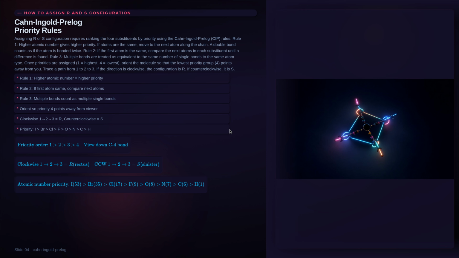Rule 3. Multiple bonds are treated as equivalent to the same number of single bonds to the same atom type. Once priorities are assigned, orient the molecule so that the lowest priority group, number 4, points away from you. Trace a path from 1 to 2 to 3. If the direction is clockwise, the configuration is R. If counterclockwise, it is S.